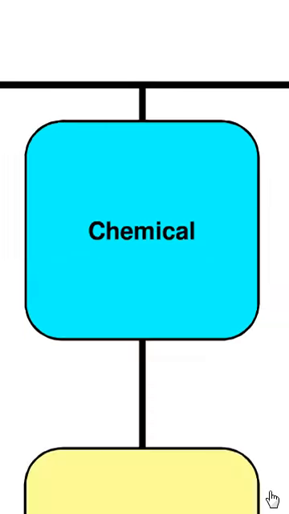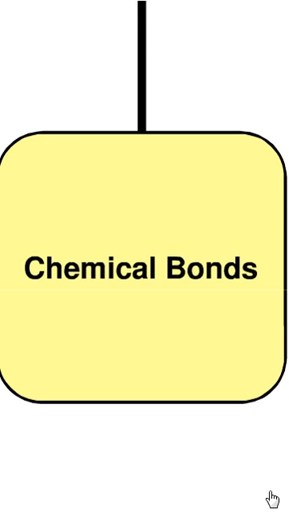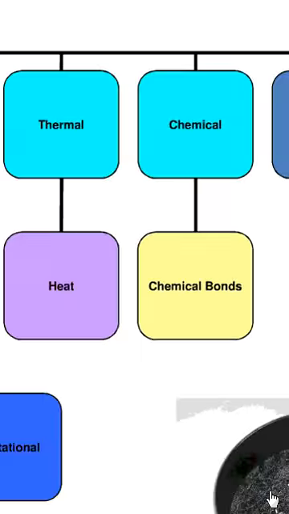Chemical energy. We use chemical energy every day. The food that you eat is your chemical energy. The gasoline your car takes is chemical energy. The batteries in your MP3 player or your iPod use chemical energy, and those are caused by chemical bonds between different elements, and then it's the breaking of those bonds and recombining of those bonds.